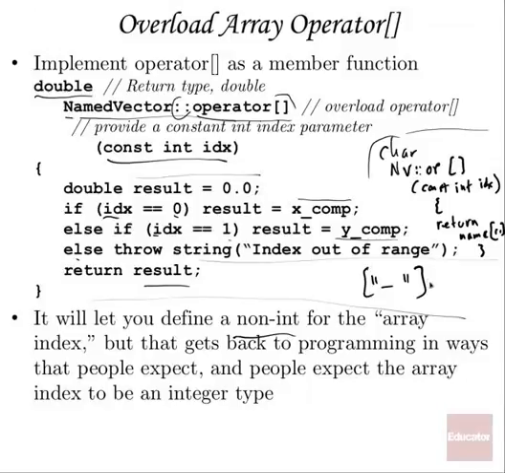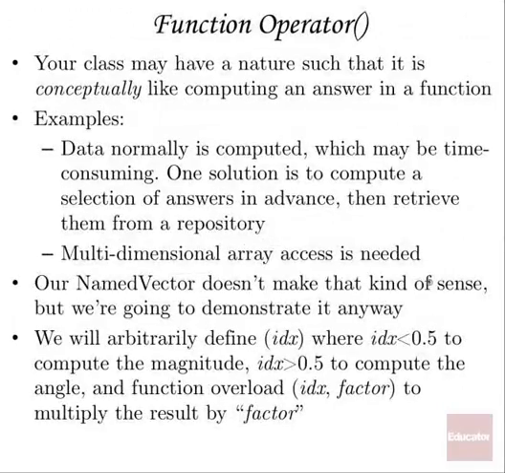Now, the other thing we're going to overload is the function operator. It's like the square brackets, only now it's round brackets. And again, this is something where if your class has such a nature where conceptually it's computing like a function, and you want to get the return back as if it was a function call. And it may even actually be a function call, but you just want it to look like it's a function call.